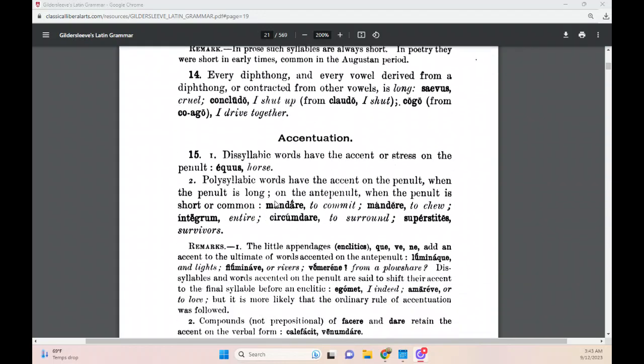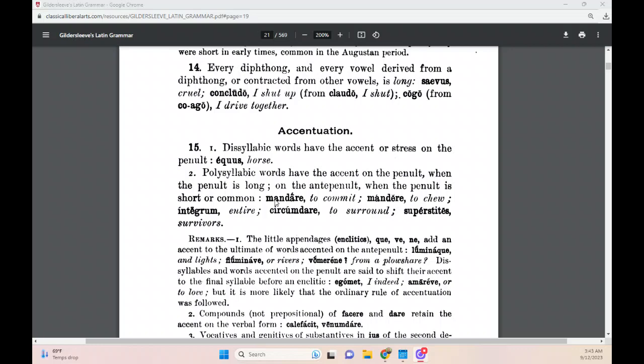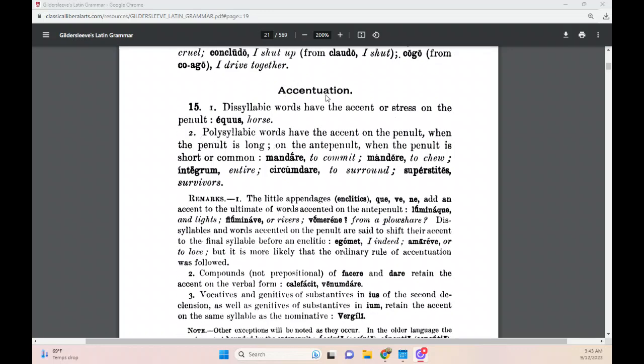If we look down to the next lesson, these rules for accent marks, we see a rule here. Polysyllabic words, that just means words that have multiple syllables, have the accent mark on the penult. We learned about the names of syllables in the last lesson. Polysyllabic words have the accent on the penult when the penult is long, but they have the accent on the antepenult when the penult is short.